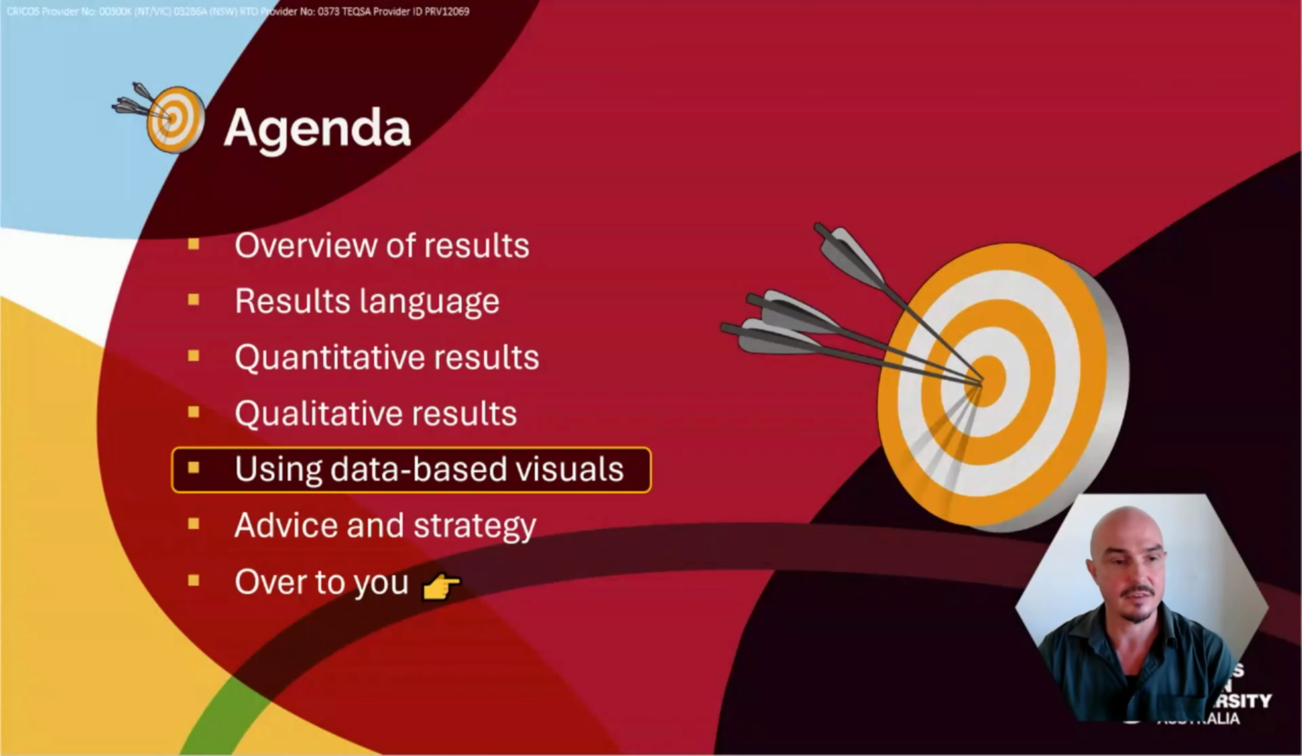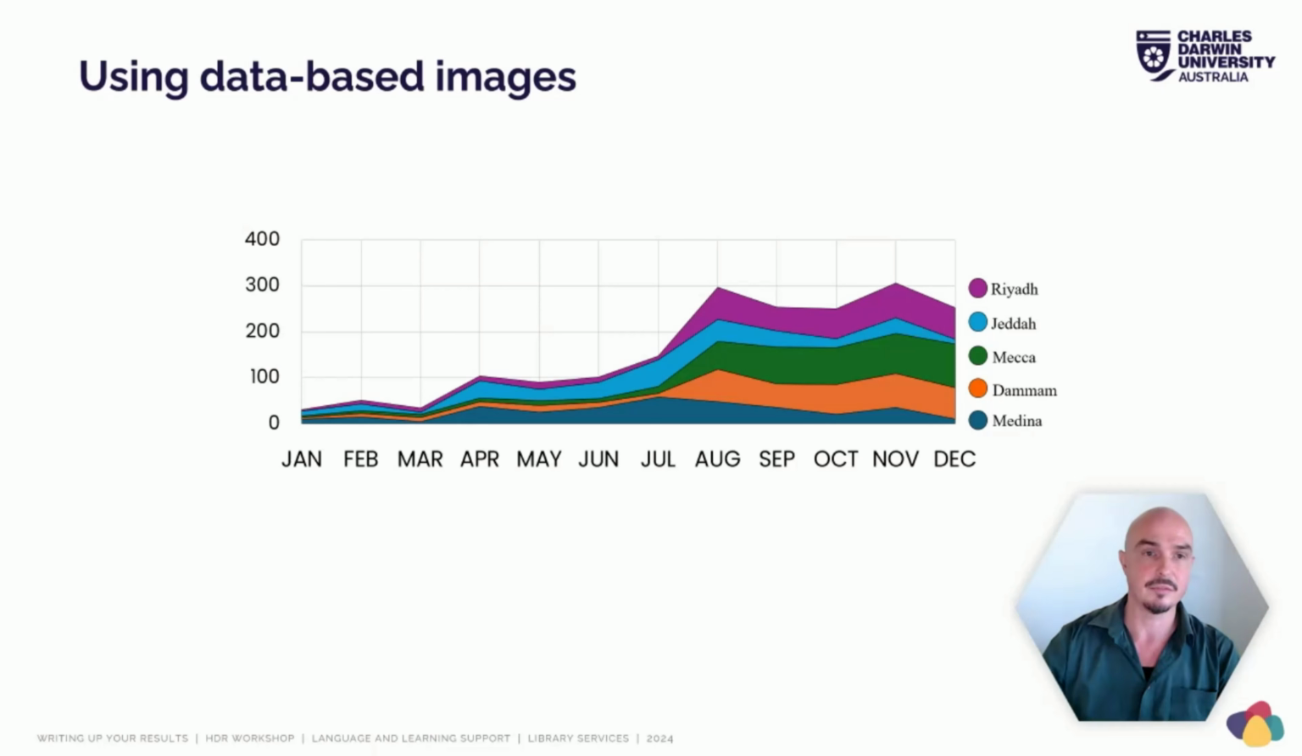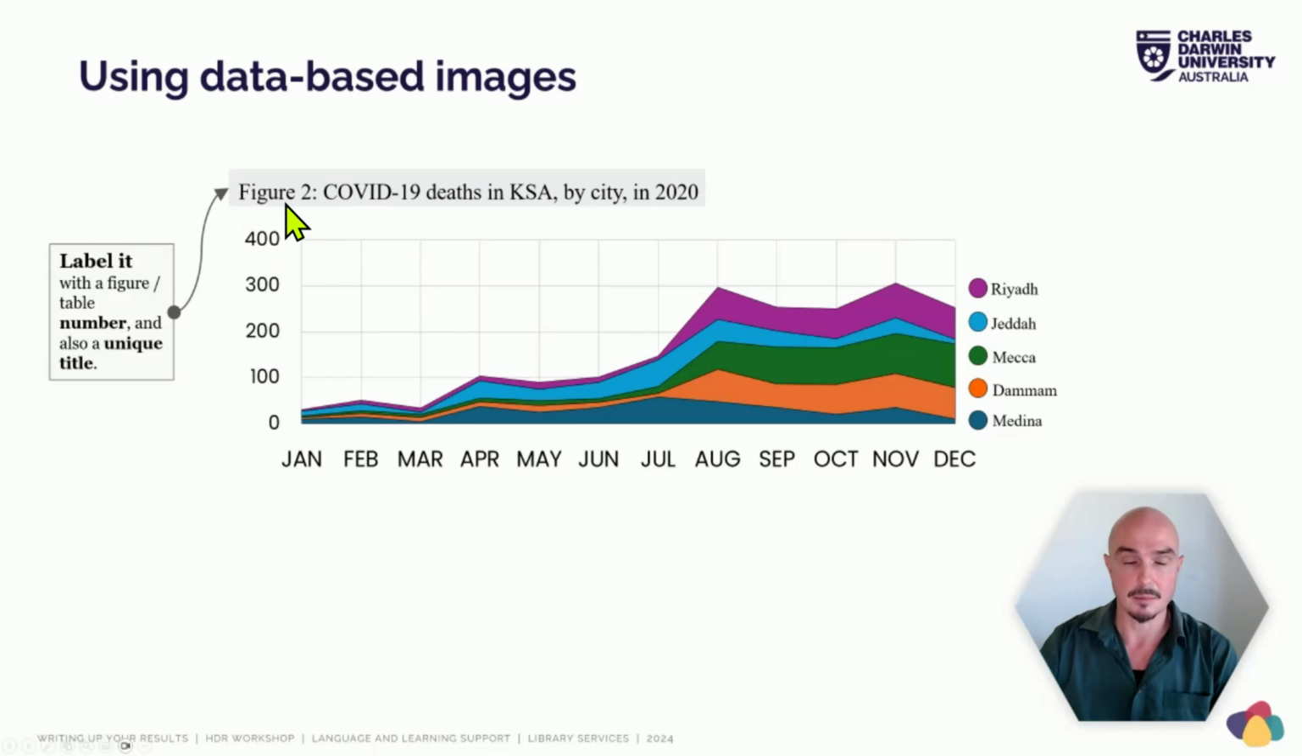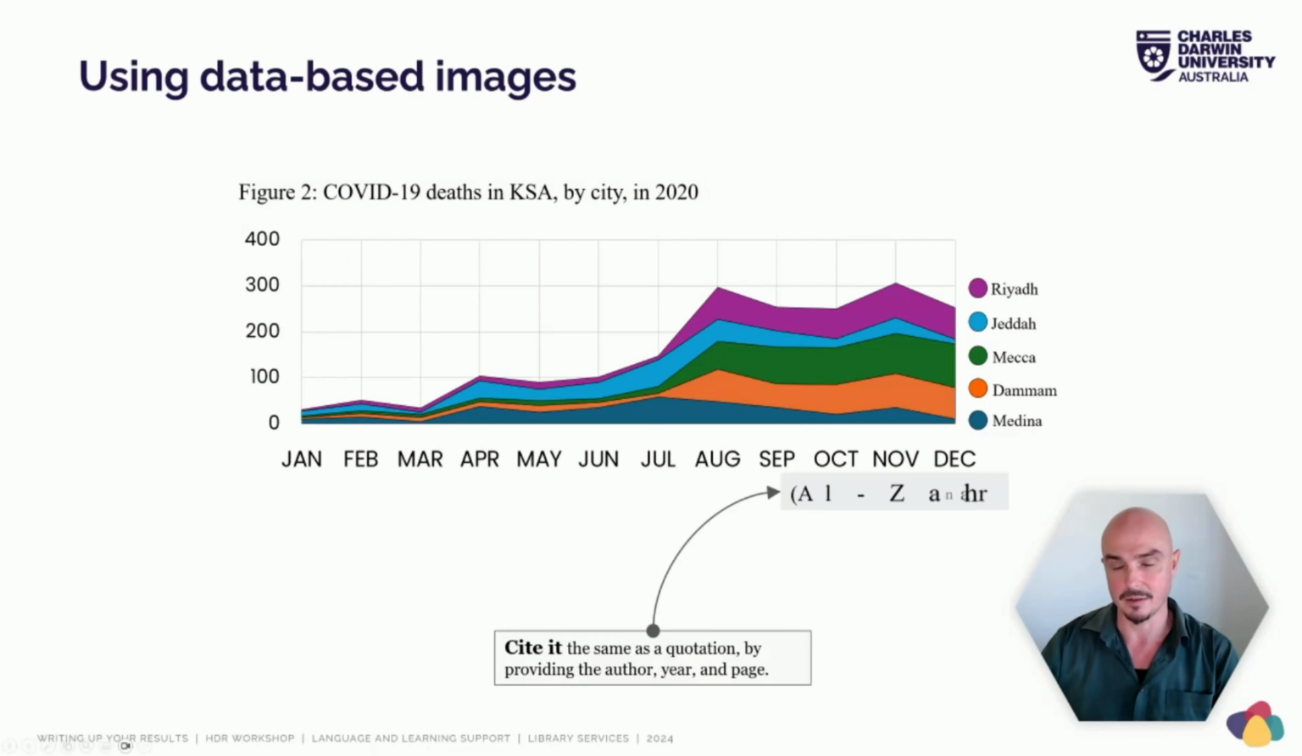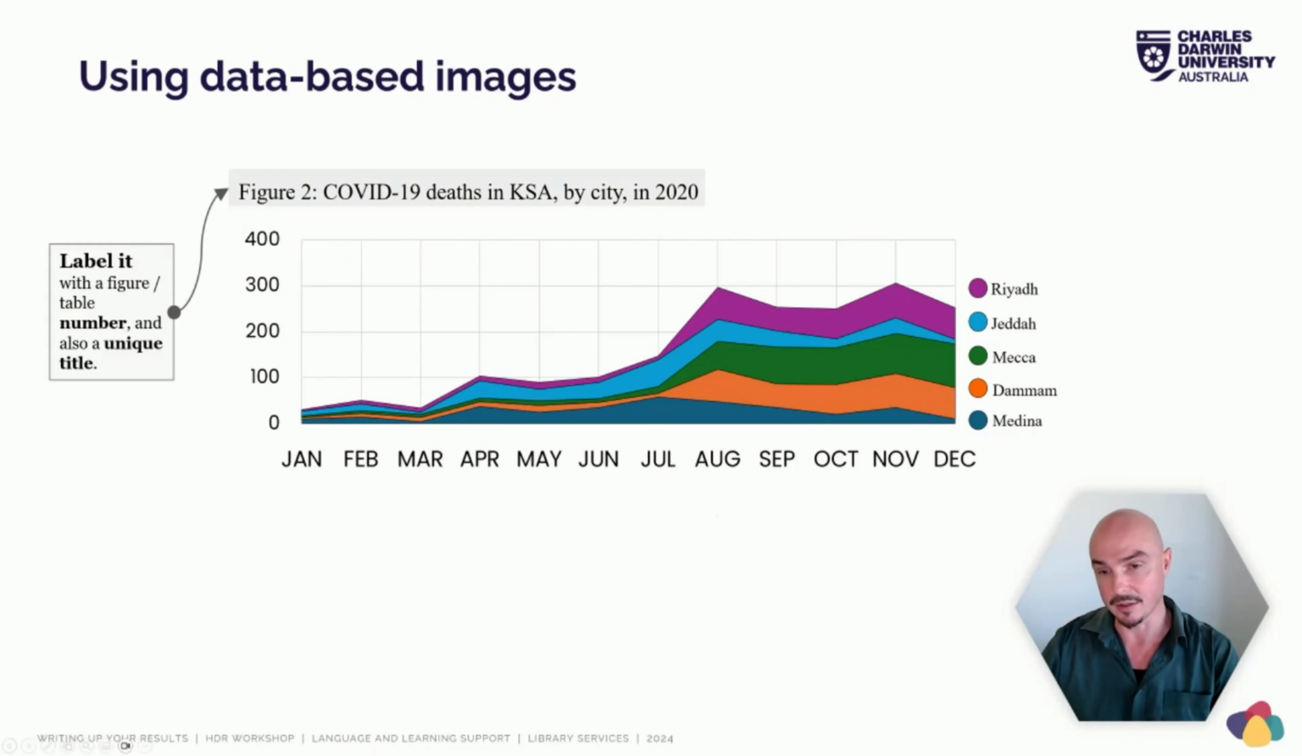There are some conventions that we follow when we're using graphs or visuals. We always give it a figure number or a table number and some kind of unique title. If the graph or visual is not ours, then it needs to be cited: author, year, and page number. This is APA 7. But if the data belongs to us and it's a result of our research, then we don't need that citation.